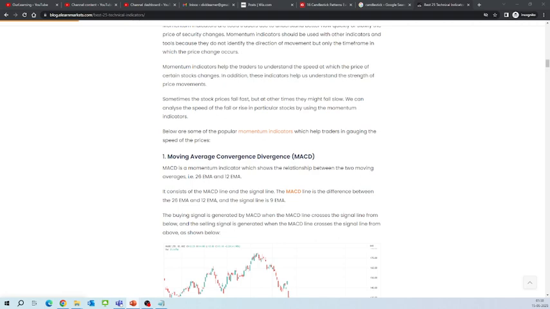Now, how do you know when it is giving you a buying signal? It will give you a buying signal when the MACD line crosses the signal line from below. So when the MACD line goes up above the signal line, it is saying that you can buy. It's giving you a buying signal. When is the selling time? When the MACD line crosses the signal line from above. So here is a graph.